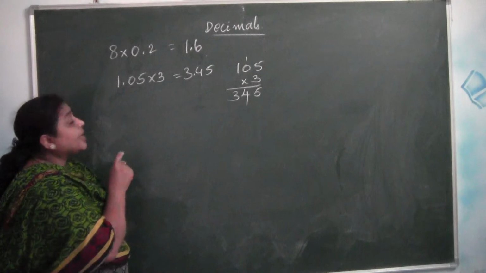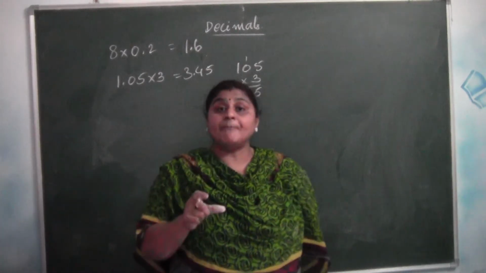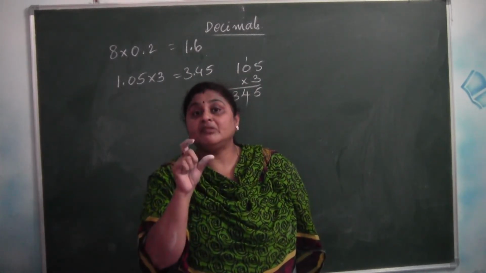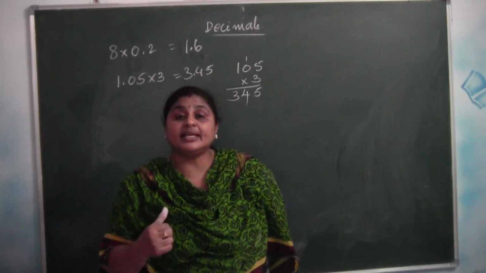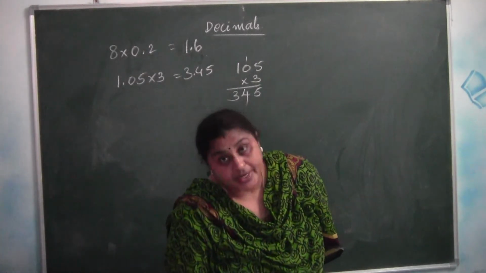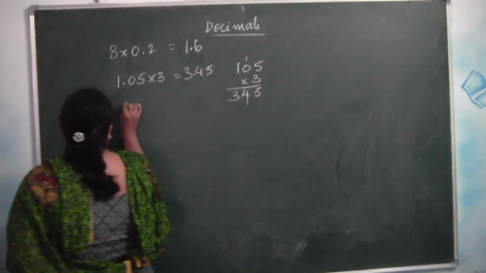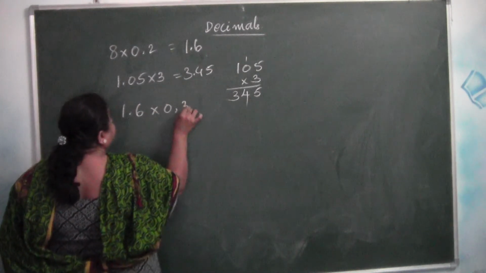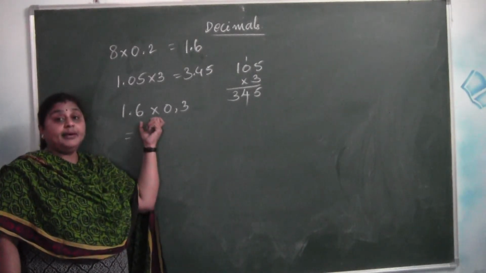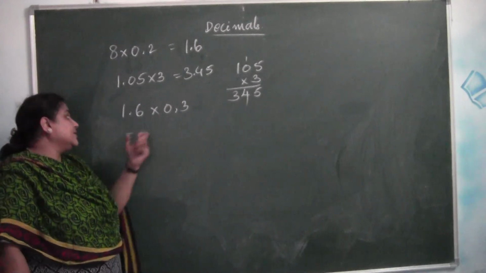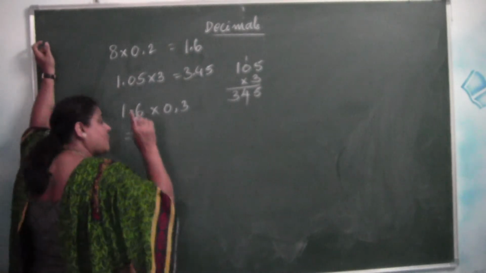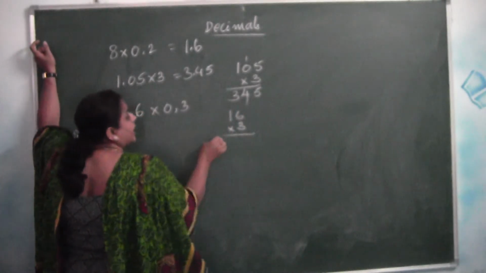Got it? Now this is when you are multiplying a decimal number with a normal number. Multiplication of a decimal with a number. Okay. Next we will see multiplication of two decimal numbers. Let us see that. 1.6 into 0.3. Now we are multiplying both the decimals. Am I right? Yes. Now what are we going to do here? Remove the decimals and multiply. First, always remember that.